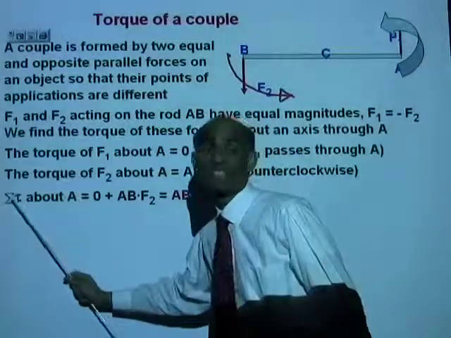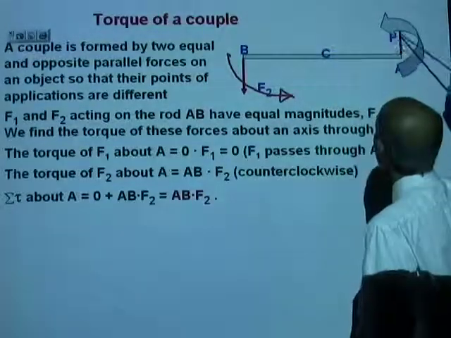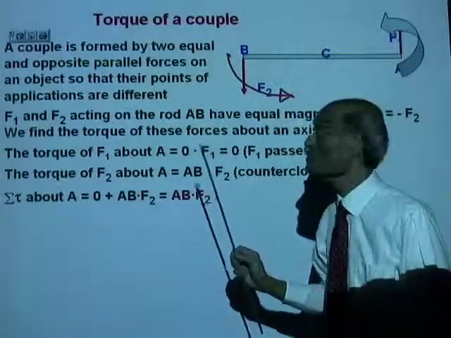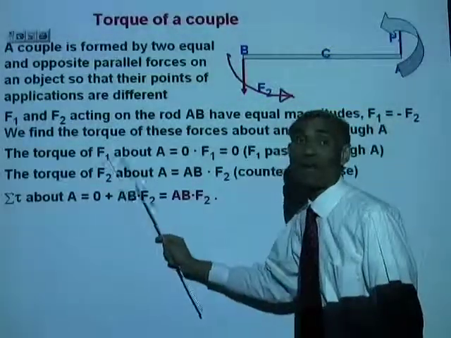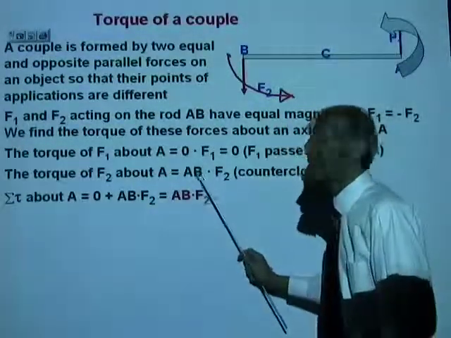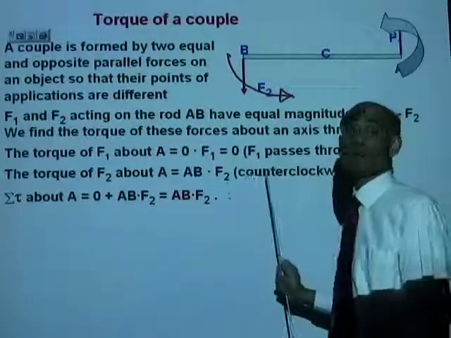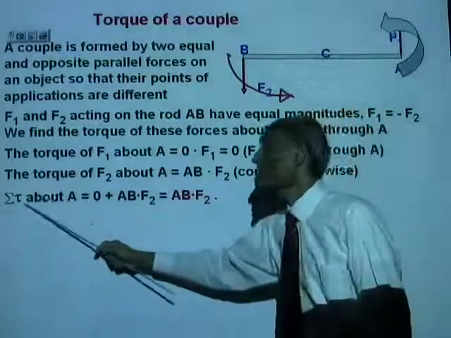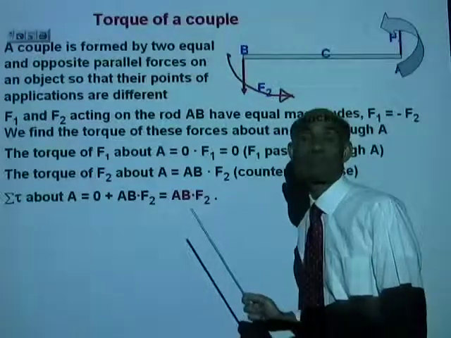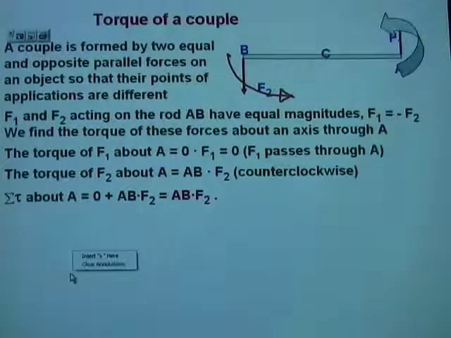That means, what is the sum of the torques about the point A? What is the sum of the torques of these two forces measured about an axis through A? The torque of F1 about A is 0. The torque of F2 about A is AB multiplied by F2. This is positive because it is counterclockwise. So the sum of the torques is 0 plus AB multiplied by F2, which is AB multiplied by F2. All right.